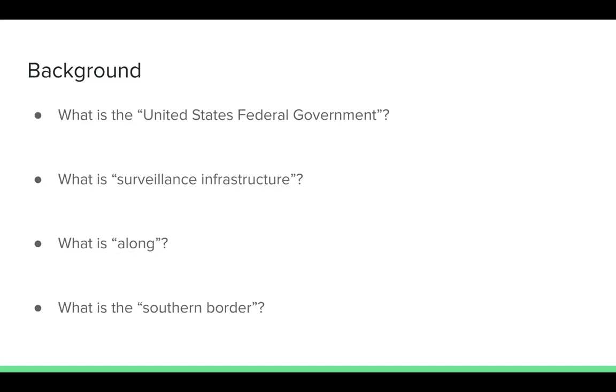However, there are multiple definitions for along, including accompanying. So things that are not physically present in the line that we call the border could still be valid, such as body cameras. We don't see those explicitly on people.